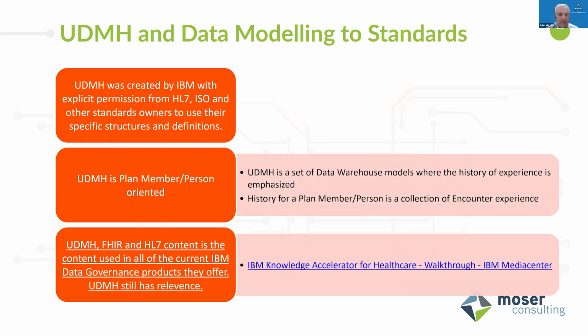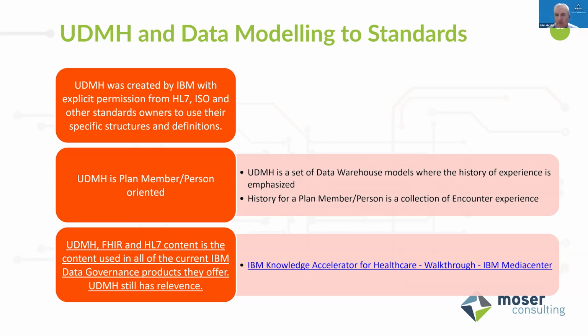And again, as I said before, UDMH, FHIR and HL7 and 837 and some other standards form the basis of the catalog within the data governance tooling offered by IBM. They have accelerators. They call them knowledge accelerators for an industry. They have insurance and telecom and manufacturing, financial services, banking. I happen to be involved in insurance and healthcare. Those are my two industry models I dealt with.